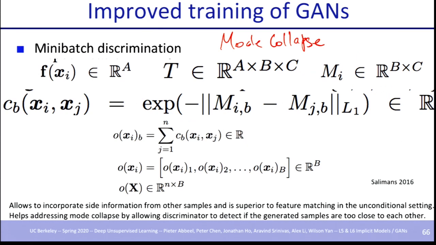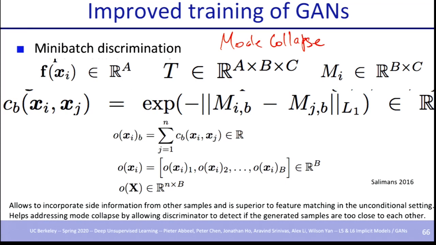So the second idea in this paper is called the mini-batch discrimination idea, and basically the motivation here was that you want to make the discriminator aware that it needs to make sure that the generator produces a diverse set of samples and not just a few realistic-looking samples.